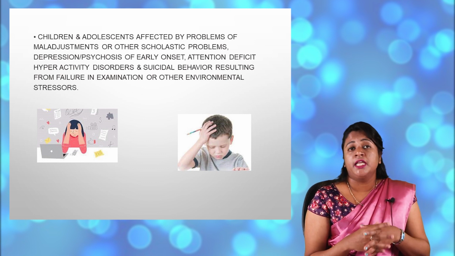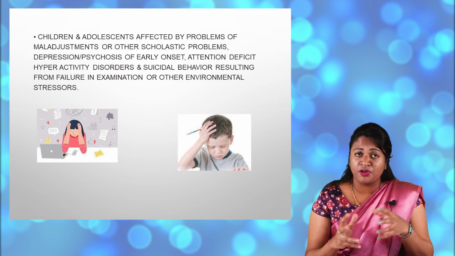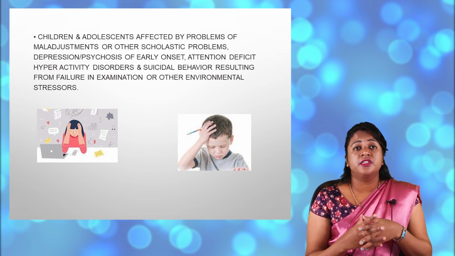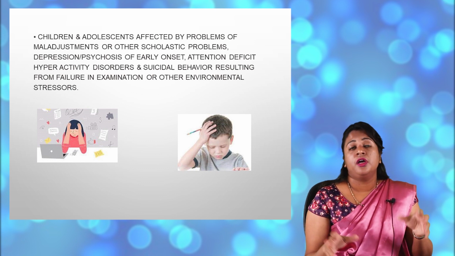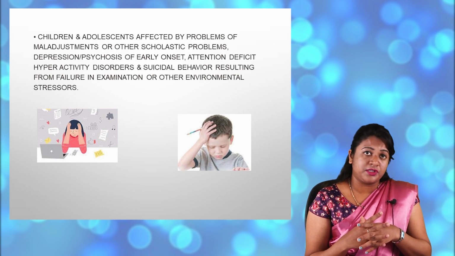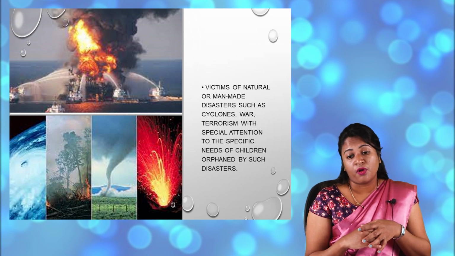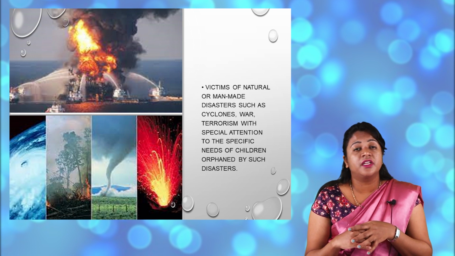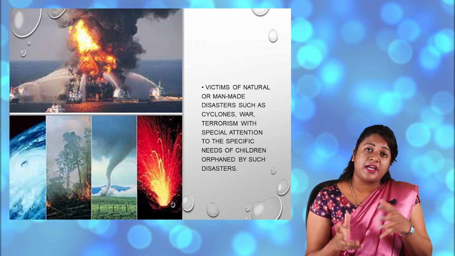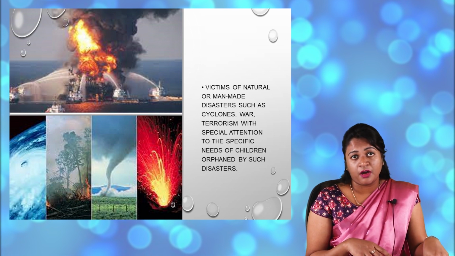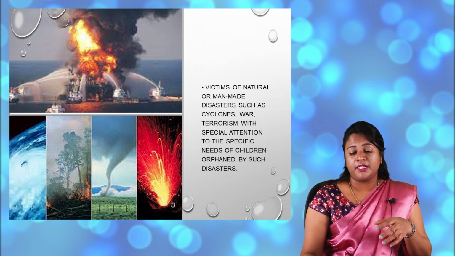If you take the adolescent period, there will be problems related to the abuse of drugs and substances and failures in the examination. All such things can predispose the adolescent to end up with suicide, and also the environmental stressors, which have a great impact on the child and adolescent group. The next issue is the victims of natural or man-made disasters such as cyclone, war, terrorism, with special attention to the specific needs of the children orphaned by such disasters. So if you take the disasters, we have natural and man-made disasters. The children who were orphaned during the disaster, even such children have to be given mental health services.